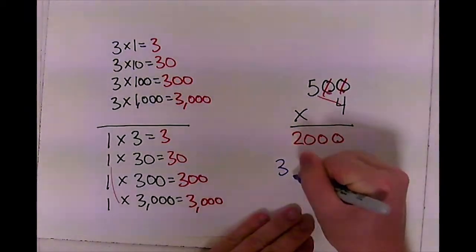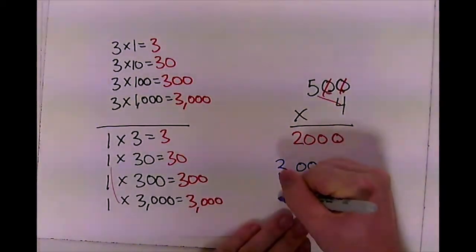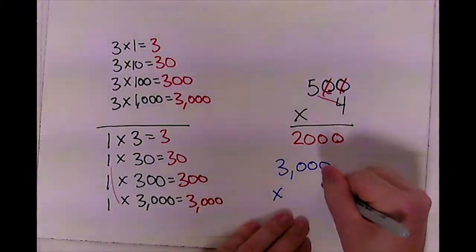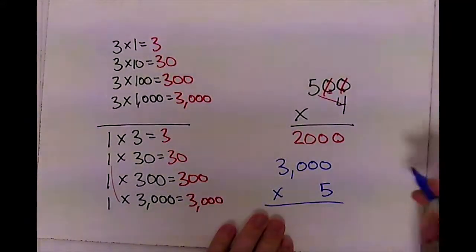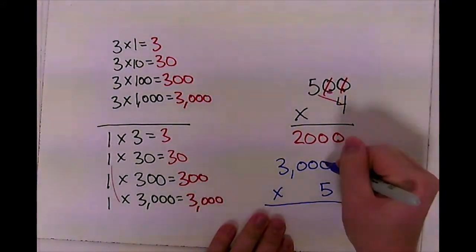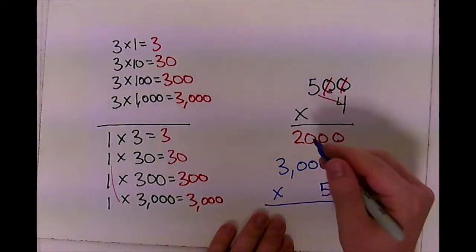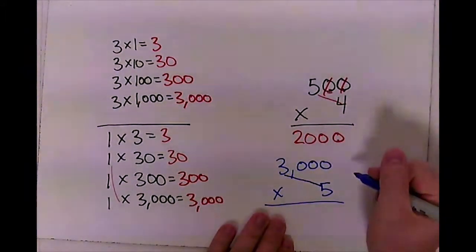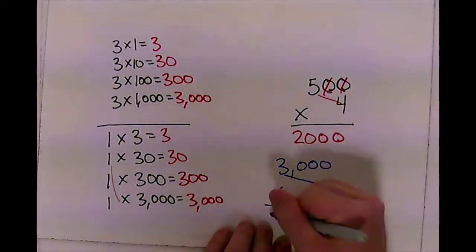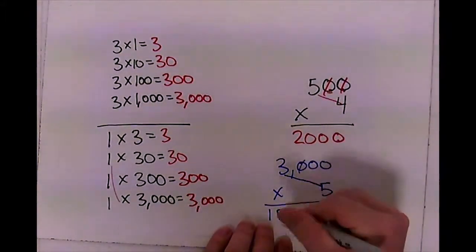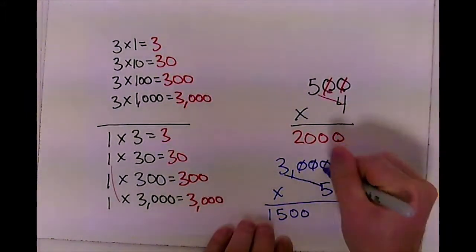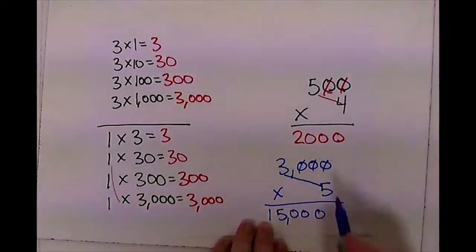So I have 3,000 times, let's say 5. I'm not even going to look at those zeros right now because it ends in 0, so I'll be fine. I can work on that later. I'm just going to multiply my two numbers that I have, so 3 and 5. 3 times 5 is 15. Bring that down, and then my zeros hold the place for the rest of them.